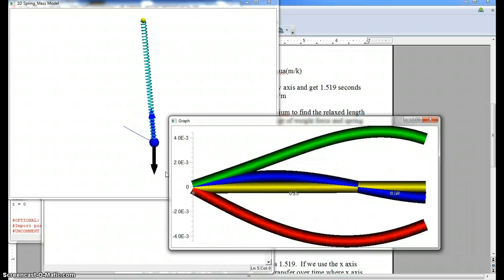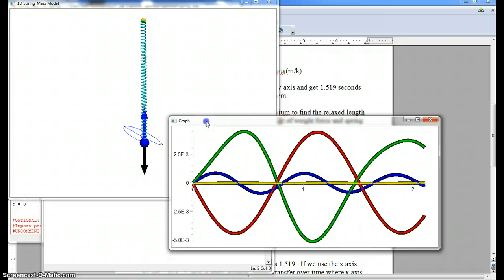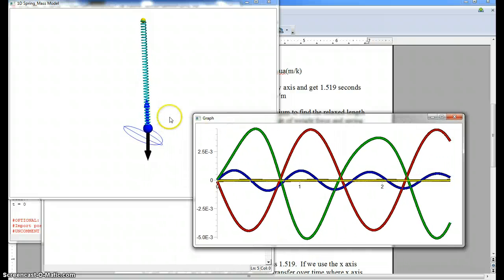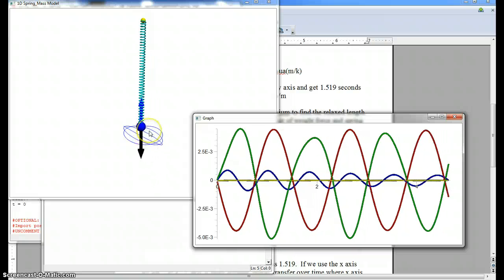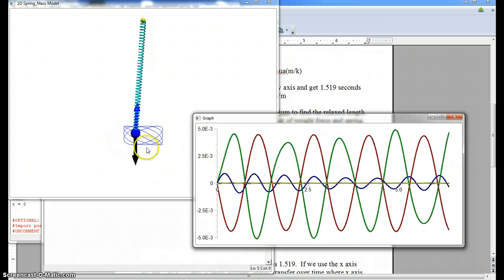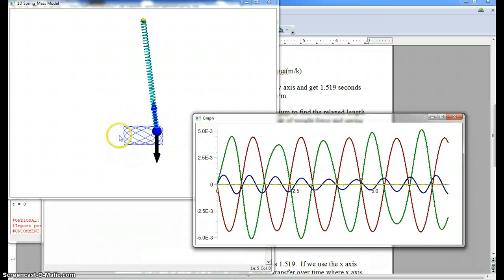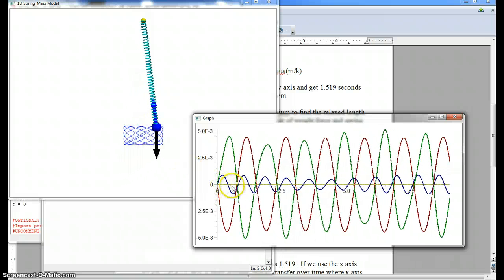So the black arrow represents weight force and the blue arrow represents spring force. As you can see, the blue arrow ebbs and flows a bit with the motion of the spring. And we can see that our predicted motion is looking quite a bit like our actual motion that we witnessed on Tracker. So over here on the right, we see our energy principle.